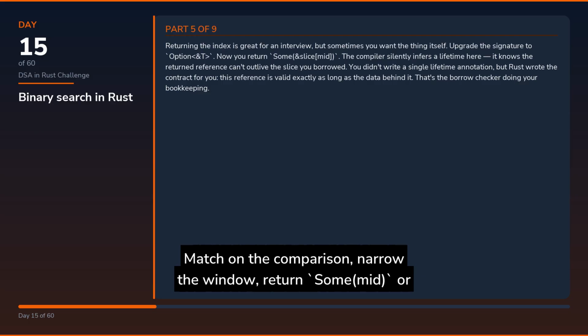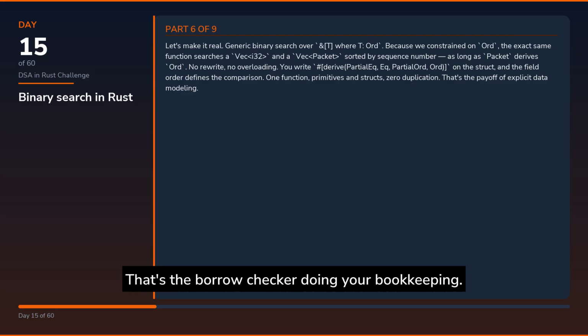Let's make it real. Generic binary search over T, where T: Ord. Because we constrained on Ord, the exact same function searches a Vec<i32> and a Vec<Packet> sorted by sequence number, as long as Packet derives Ord. No rewrite, no overloading. You write #[derive(PartialEq, PartialOrd)] on the struct, and the field order defines the comparison. One function, primitives and structs, 0 duplication. That's the payoff of explicit data modeling.